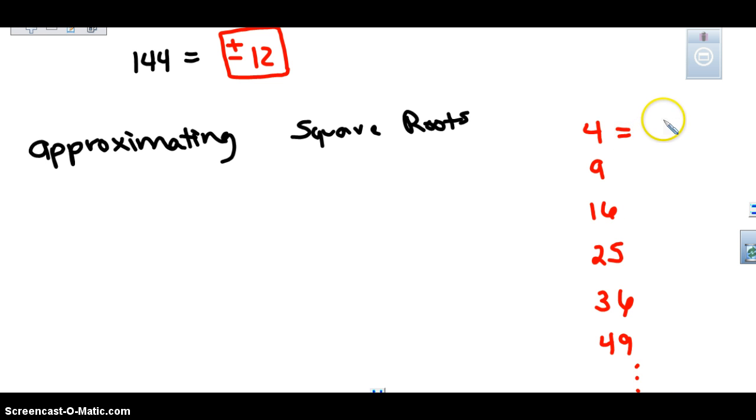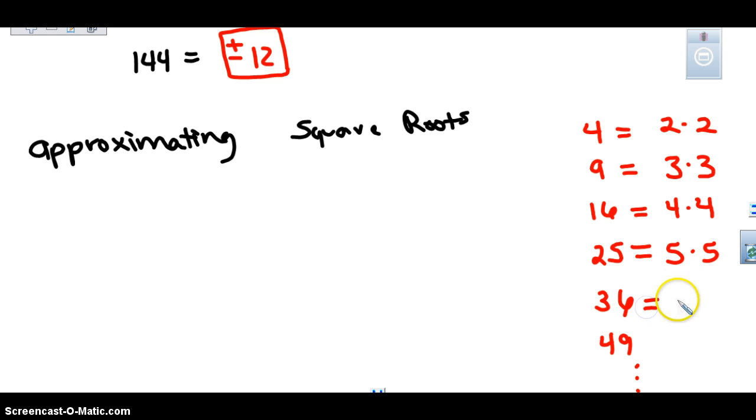Why is 4 a perfect square? It's the product of 2 times 2. 9 is a perfect square because it is a product of 3 times 3. 16 is a perfect square because it's the product of 4 times 4. 25 is a perfect square because it's the product of 5 times 5. 36 is a perfect square because it's the product of 6 times 6. 49 is a perfect square because it's the product of 7 times 7. What's a perfect square after 49? 64. And then 81, 100, 121, 144, and it continues.